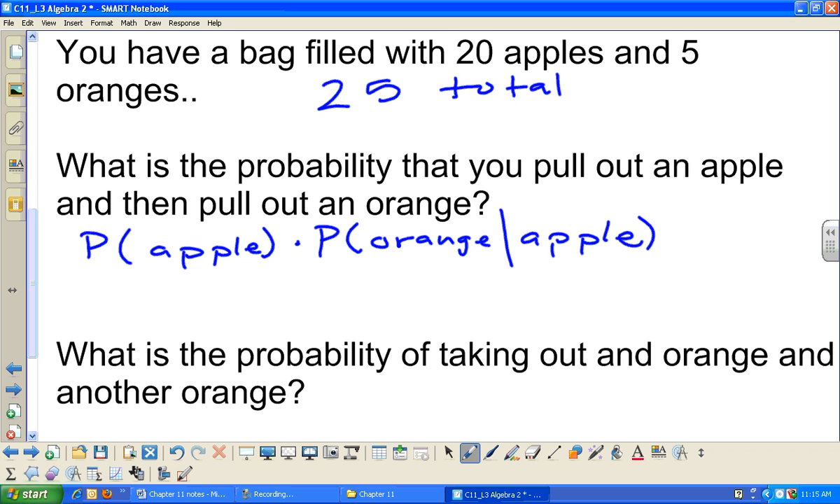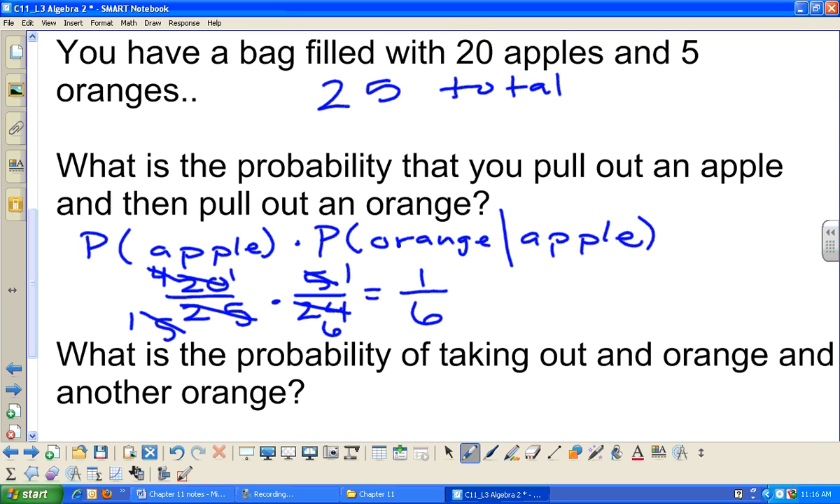So picking an apple would be 20 apples, and my total is 25. I multiply that by, I have a total of 5 oranges, but once I took out an apple, I'm only left with 24 remaining fruit in the bag. I'm going to reduce before I multiply. So this would be 1/6.